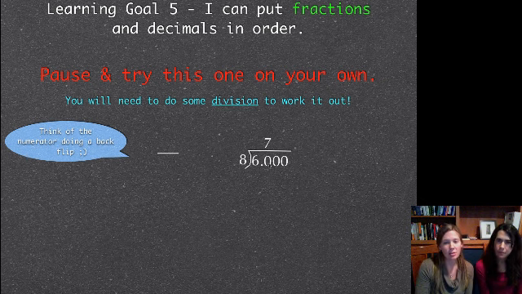So how many times does 8 go into 60 without going over? 7 times. Now we multiply that out. 8 times 7 is 56. And subtract it, and we have 4. Now this is why I'm going to bring down my 0. Whoop, slide that baby down.